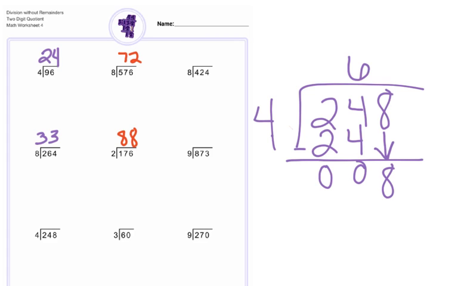And we know that 4 can go into 8 2 times, and 4 times 2 is equal to 8. 8 minus 8 is 0, and that tells us that you're finished. No remainders, and your answer is 62.